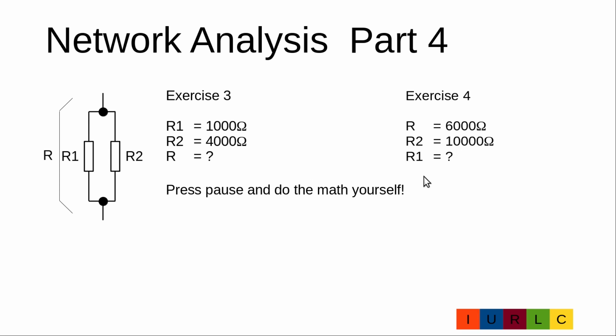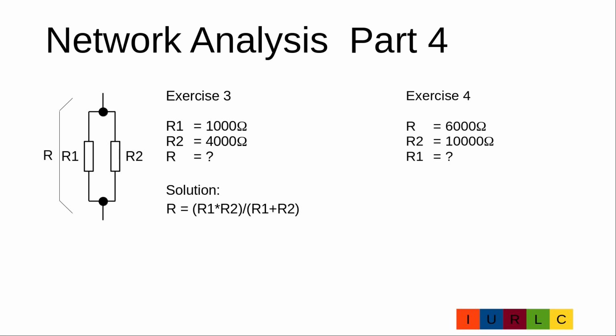Press the pause button and do the math for yourself. For the solution of exercise 3, I will show it one time with the special formula for two parallel resistors R1 and R2. R is R1 multiplied by R2 divided by R1 plus R2.